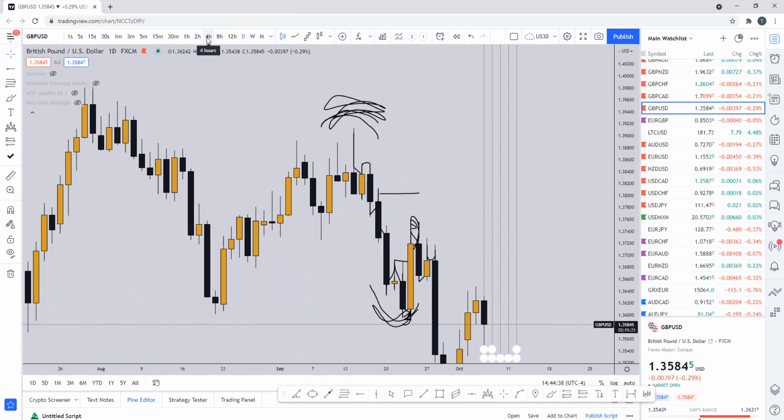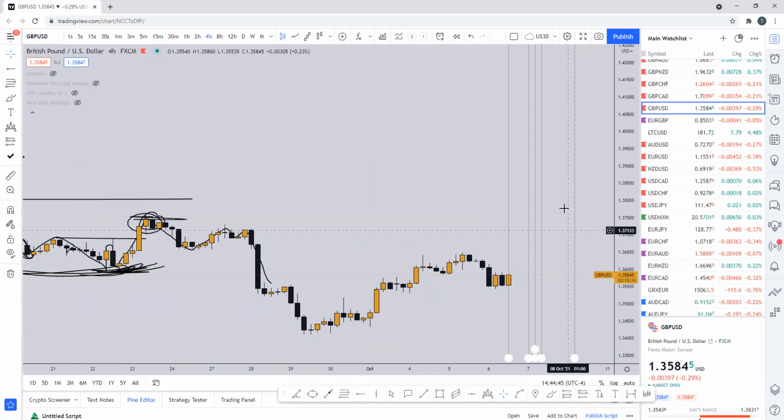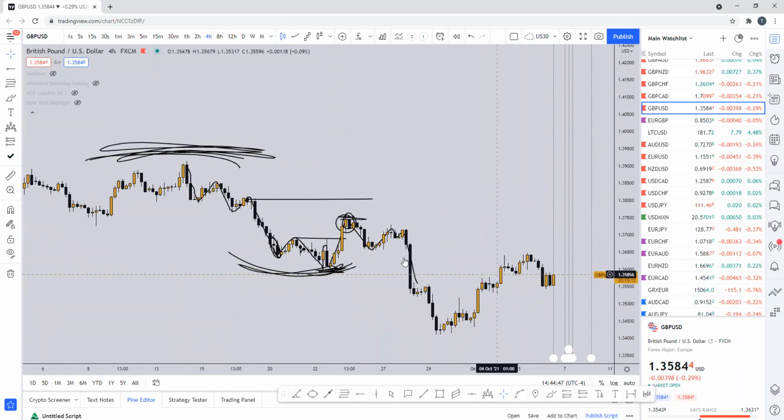The market is fractal. So what happens on one time frame definitely happens on the next time frame. You just have to understand what you see, right? Why did price play into the place that it played?